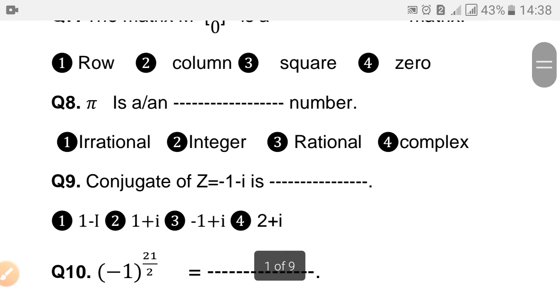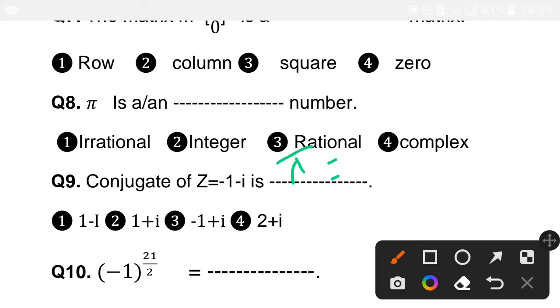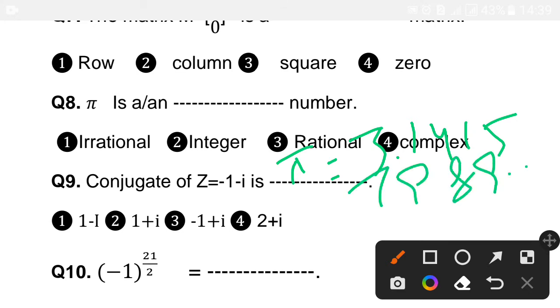Question number 8 is: pi, which is a Greek alphabet, is a what number? This is a very tricky question, and it is asked to students in all sorts of examinations. Pi is actually an irrational number which has the value 3.14157989 and so on. This is an irrational number because after the decimal point the digits are non-repeating and not terminating. So this is an irrational number.